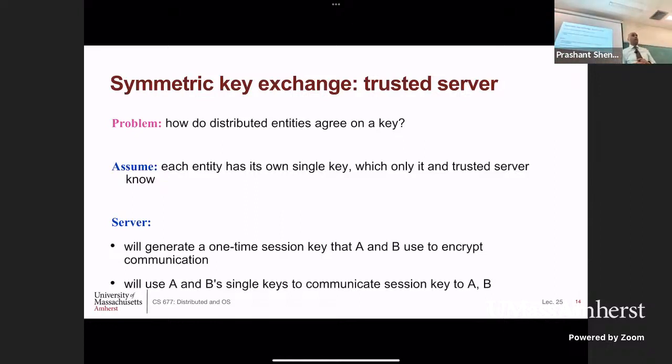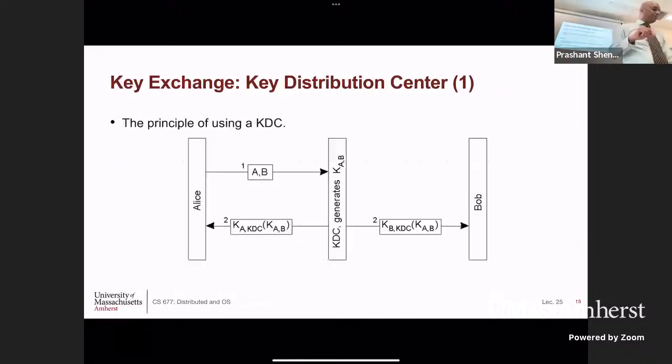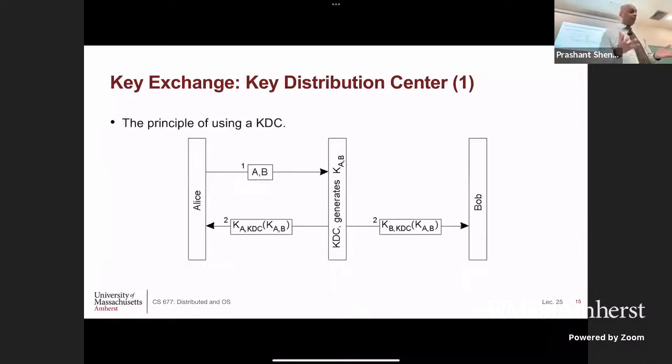Often what you will do is you will not keep one key for a long period of time. You might have things like session keys that are used for the purpose of that session and then thrown away. So we want to now see how you can generate session keys that only Alice and Bob know, and nobody else knows. Here is one way to do it. You are going to use a third party which you trust. We'll call that third party a key distribution center, or a KDC.